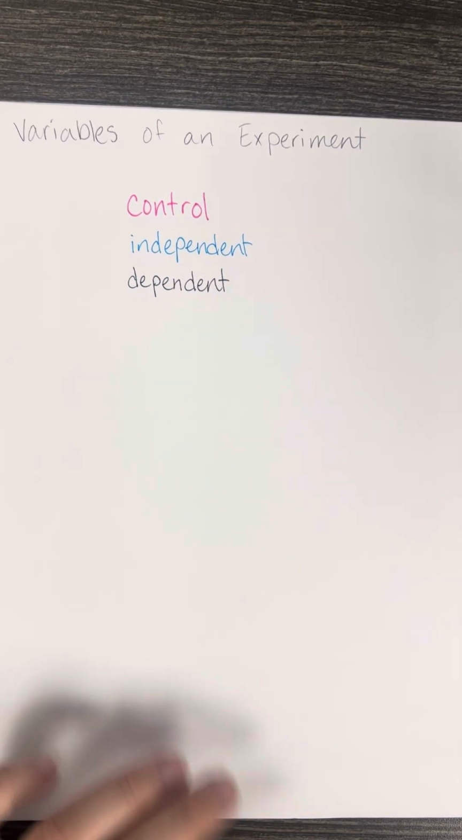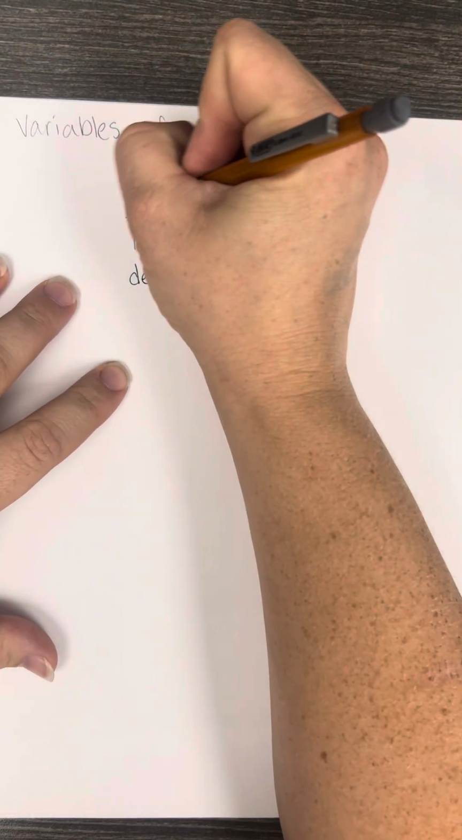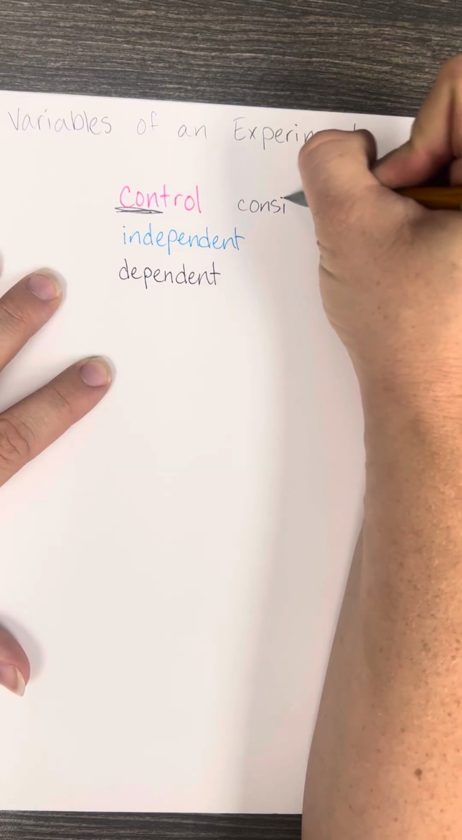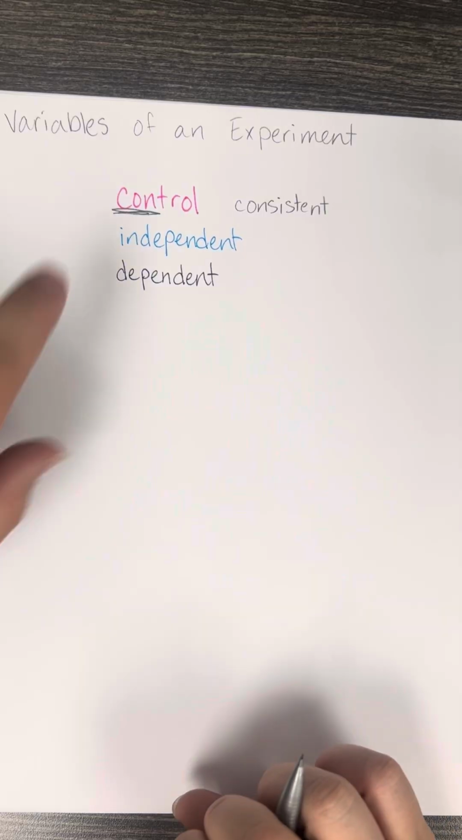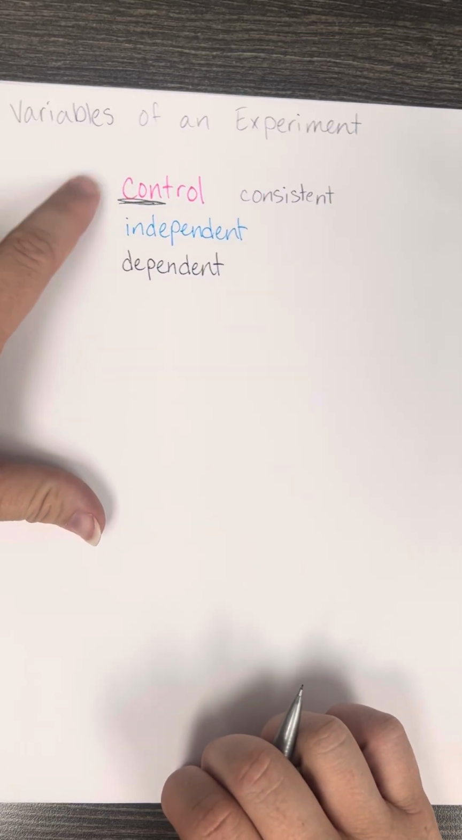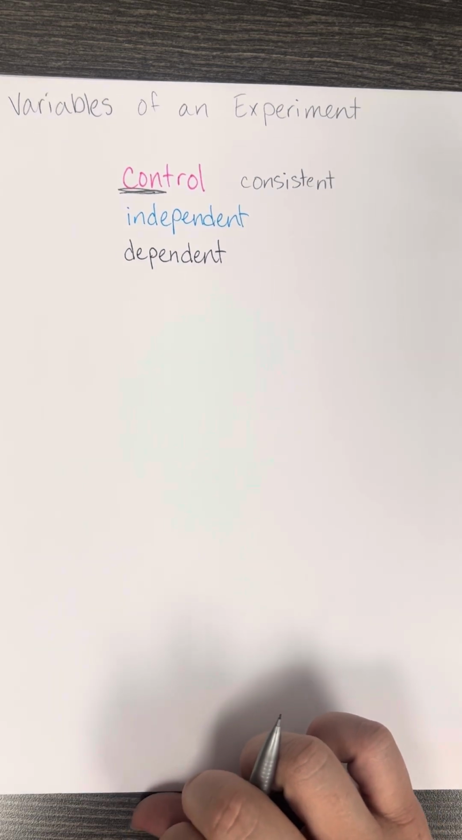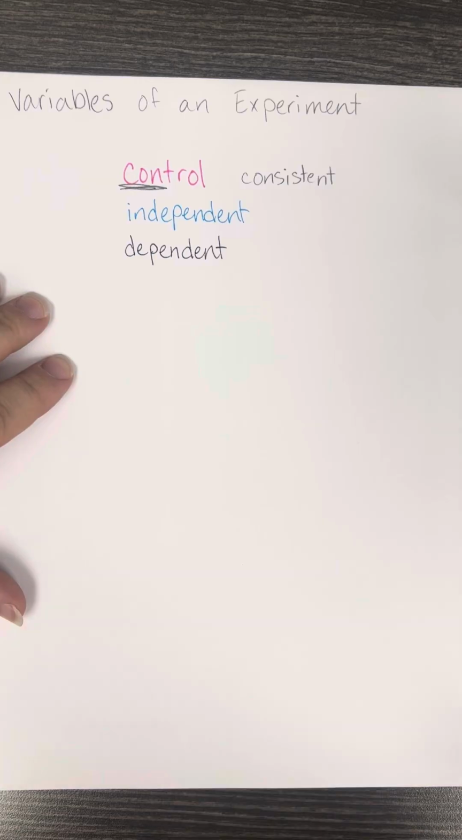So our control is going to be the thing that stays consistent. And typically you're going to have lots of variables that stay consistent throughout your experiment so that you can prove that what you did change actually caused the effect, right? It's that relationship of cause and effect.